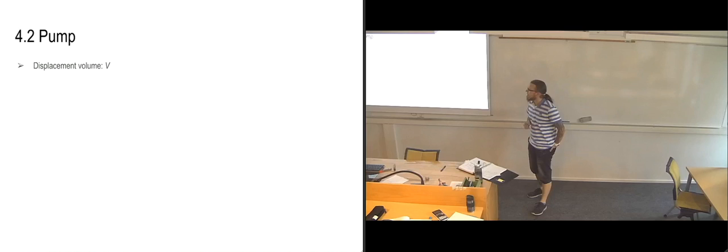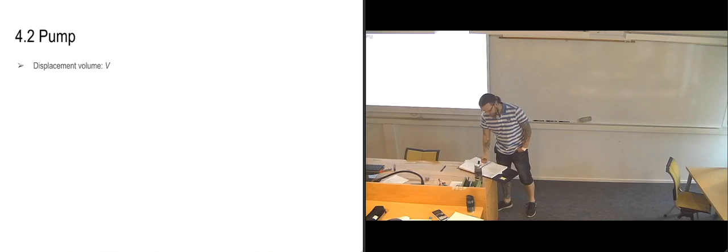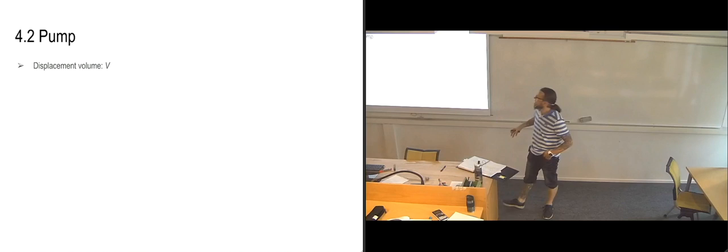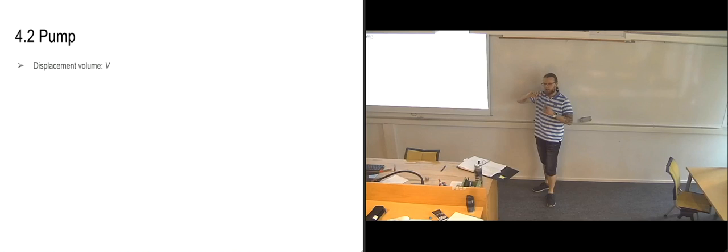So we're looking at displacement volume, which is a characteristic value that is important for a pump. It is also known as the delivery rate or the pump capacity, basically. And it just means that it's a measure of the pump size. So if you have a rotating pump, it means that the displacement volume is the volume of fluid that it's going to pass through the pump for every rotation.